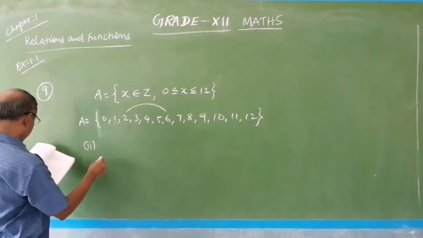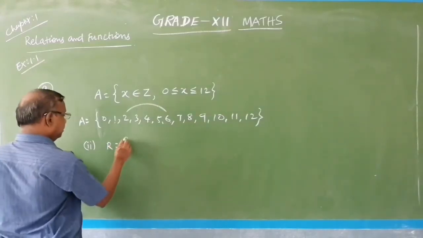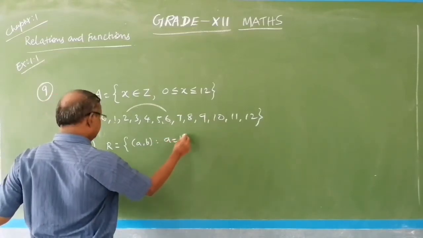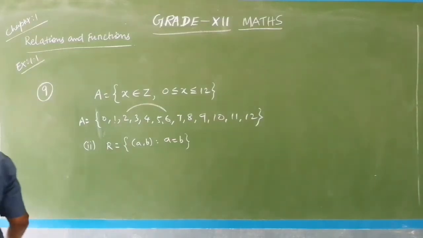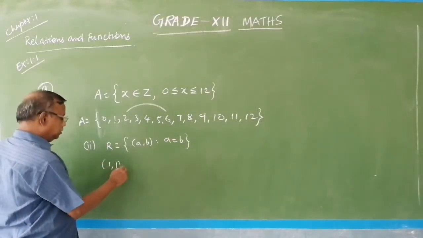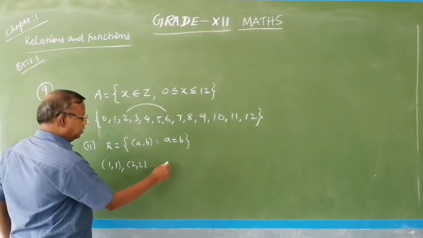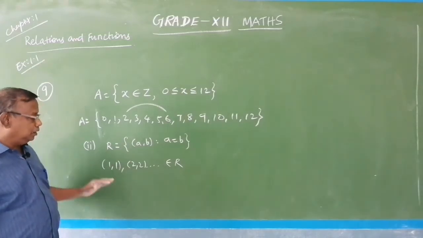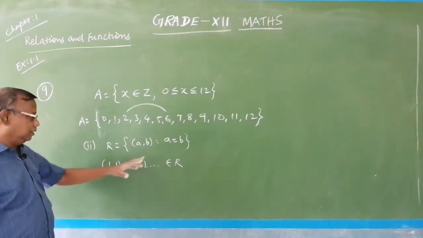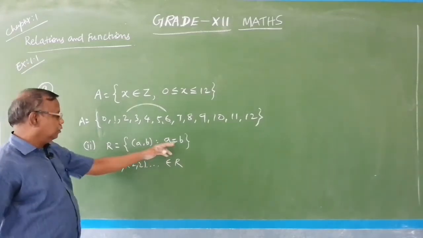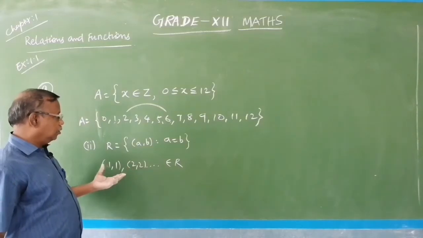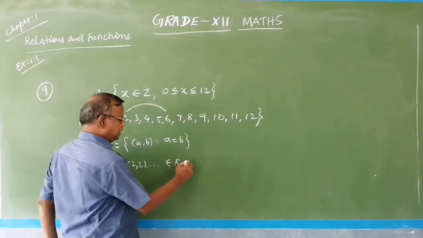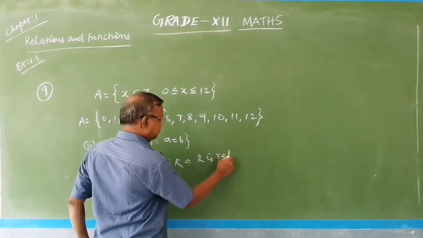R is an equivalence relation. Now let us explain the second one. The relation R equal to A comma B such that A equal to B. We know that 1 comma 1, 2 comma 2, etc. all belong to R, because A equal to B. So 1 equal to 1, 2 equal to 2. All these elements are in the relation, therefore it is clearly reflexive. So R is reflexive.